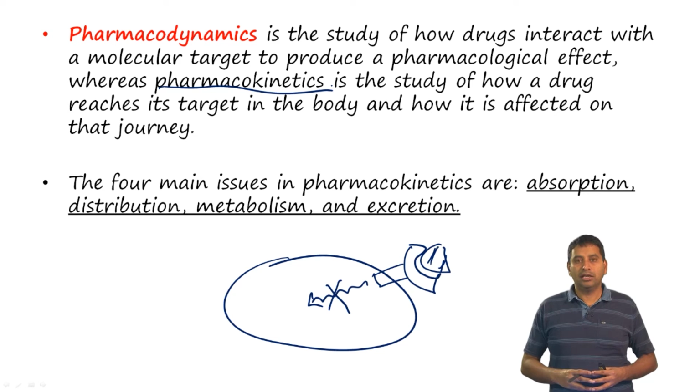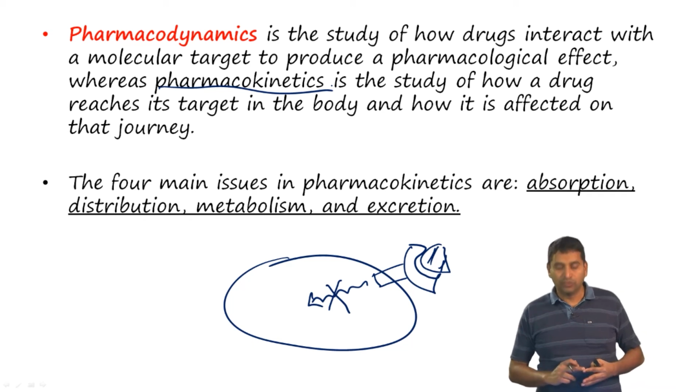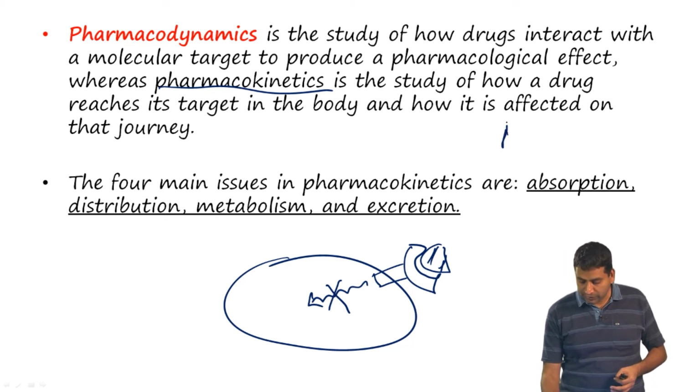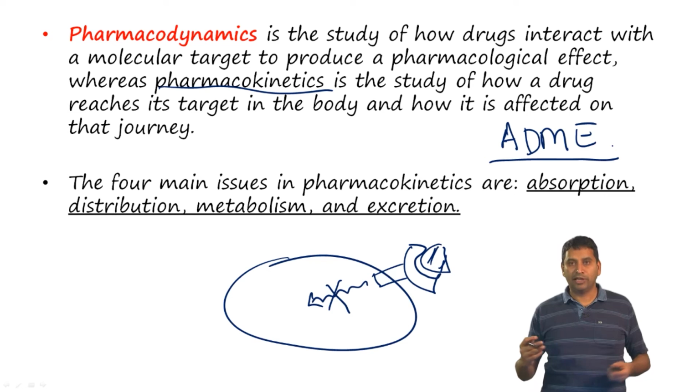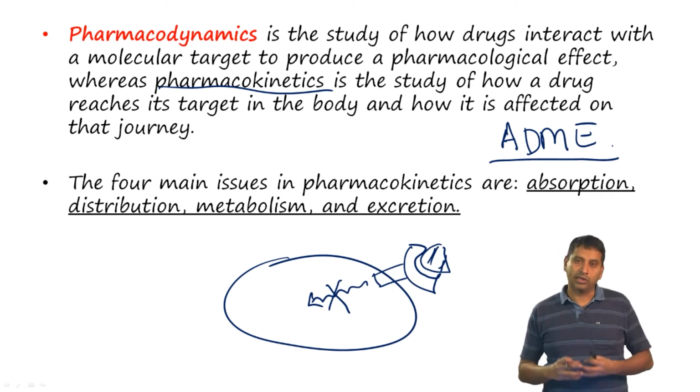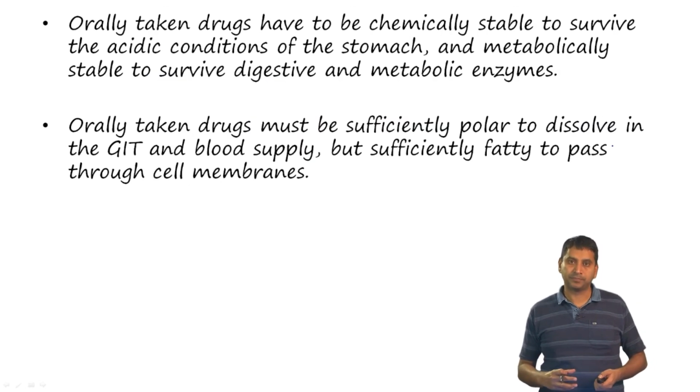The main issues in pharmacokinetics that we are going to deal with are four: the first is absorption, the second is distribution, the third is metabolism, and the fourth is excretion. This is also called ADME. ADME is a very important component of trying to understand how a drug or drug-like molecule functions at advanced stages of drug discovery.